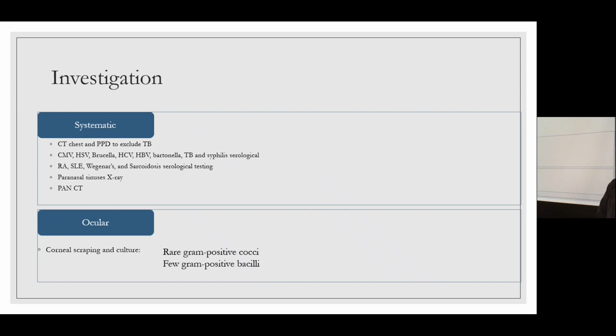We also did ocular investigation, which was corneal scraping and culture, which showed a rare gram-positive cocci and few gram-positive bacilli.